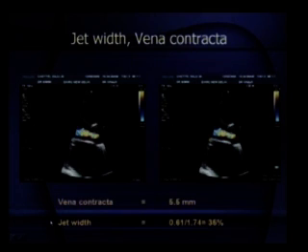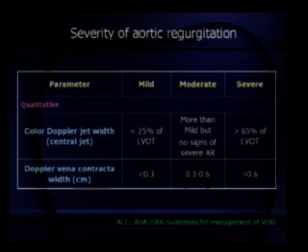Of course, you will look at the size of the left ventricular cavity. How is the LV enlarged? Is the heart function normal? What is the aortic root? But these are just two simple echocardiographic parameters which will show you the jet width and the vena contracta and tell you about the severity of aortic regurgitation.